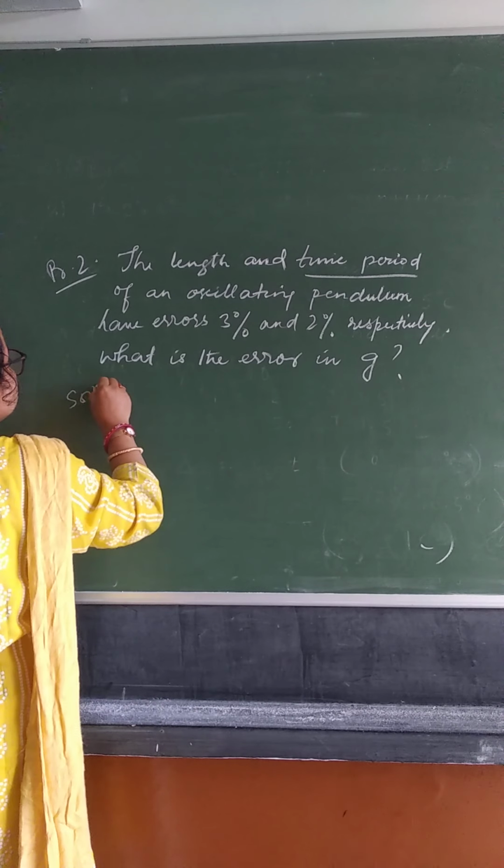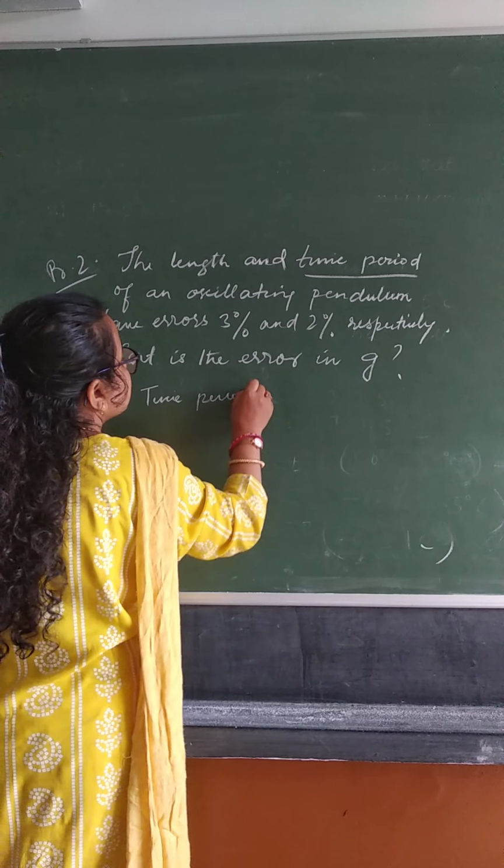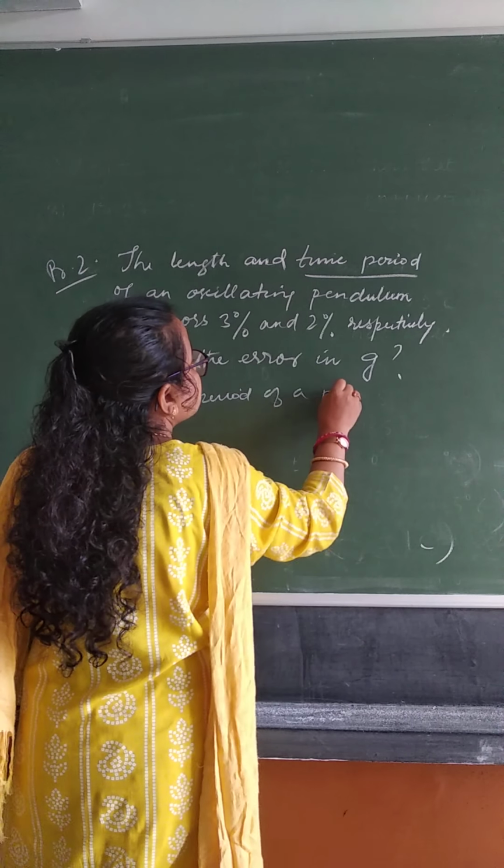So what you have to find is, what is the error in the estimate of g? You have to find out the error in the estimate of g. Now, you must know first the time period of a pendulum. Solution: we know that the time period of a pendulum is given like this.